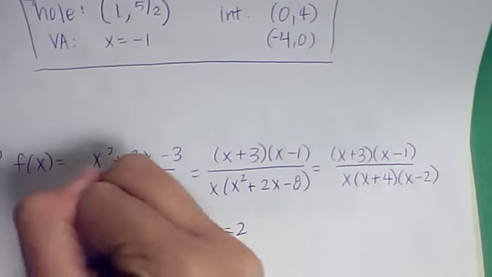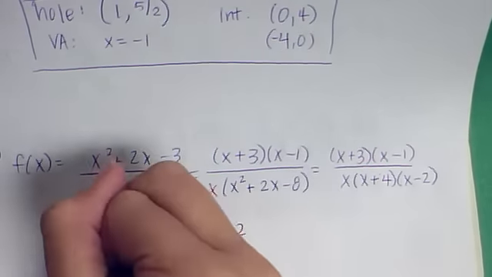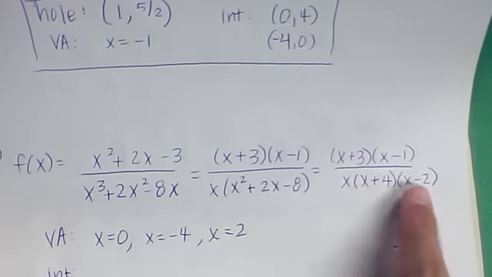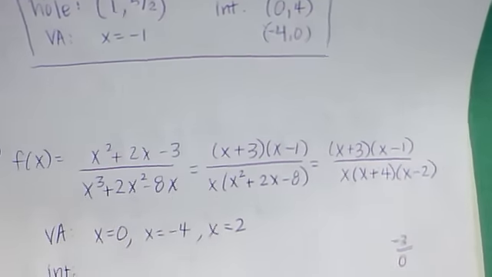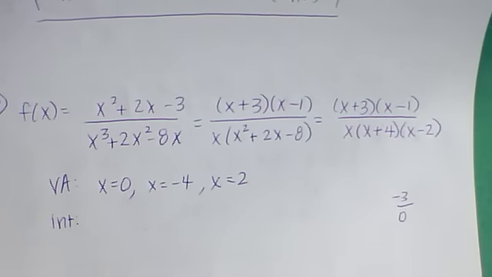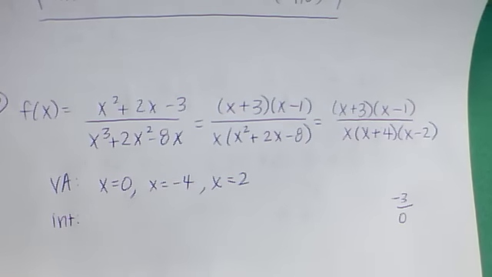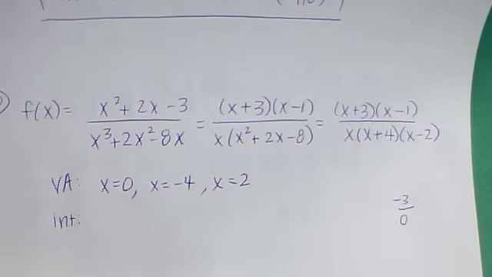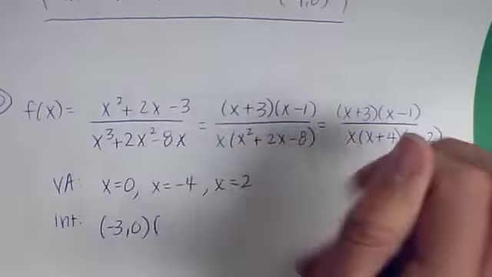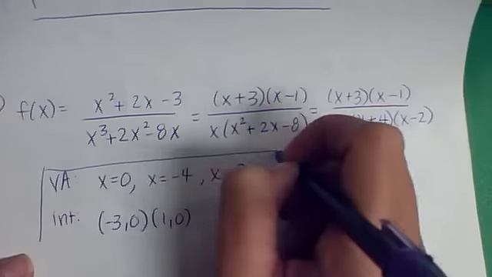And for my intercepts, I want to plug in 0 everywhere. On the top, I would have 3 times negative 1, which would be negative 3. On the bottom, I would have 0 times something times something. Remember, 0 on the bottom means something is undefined and does not exist. So there is no y-intercept where I plugged in 0 for x. That one won't work. Now, let's set the two tops equal to 0 to get our last intercepts. And that would be negative 3, 0, and 1, 0. And that's my final answer.